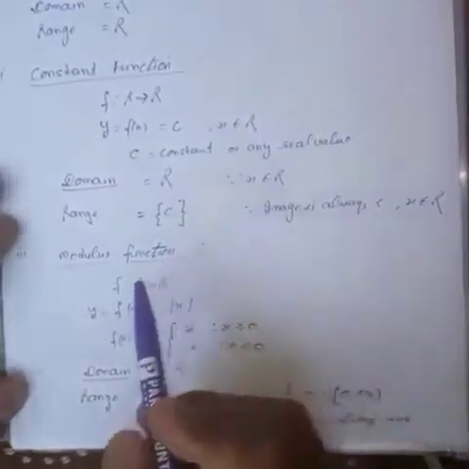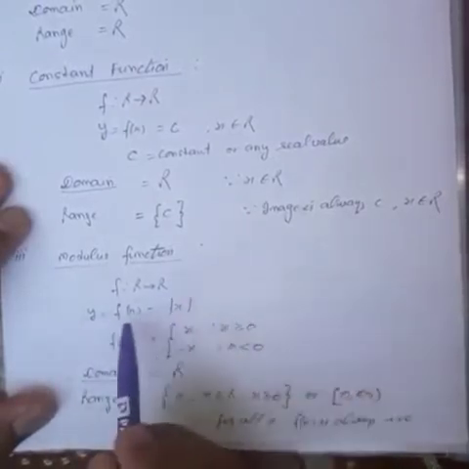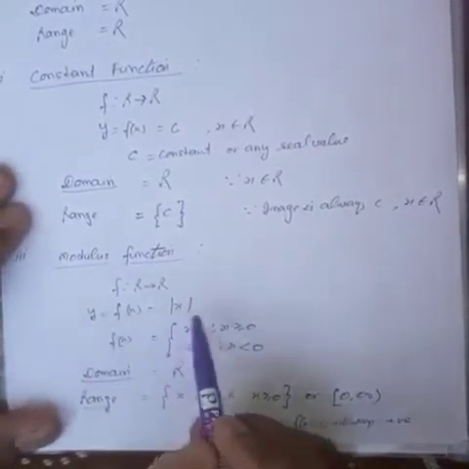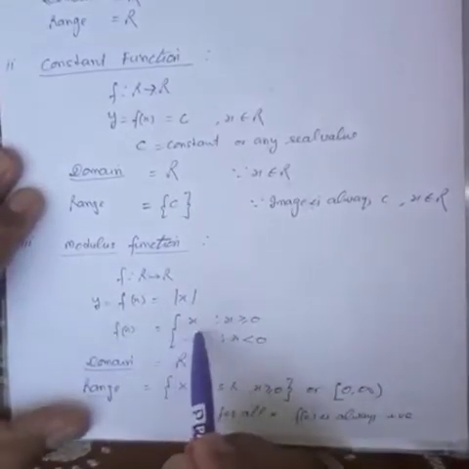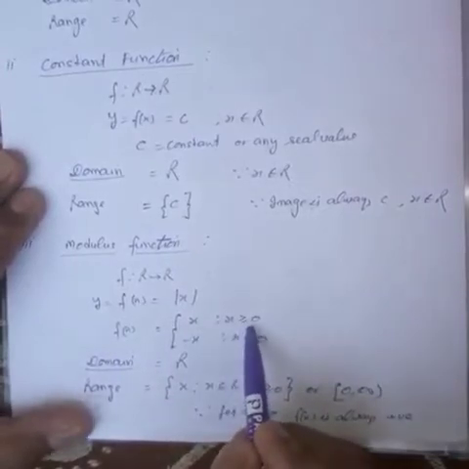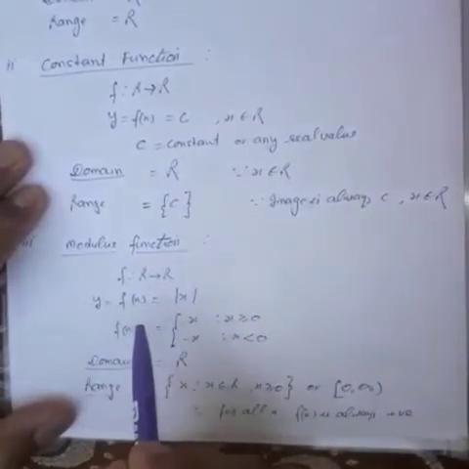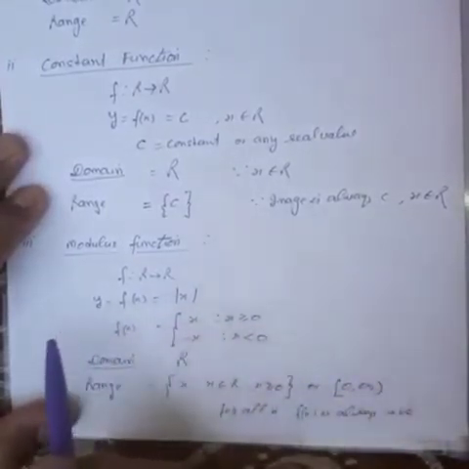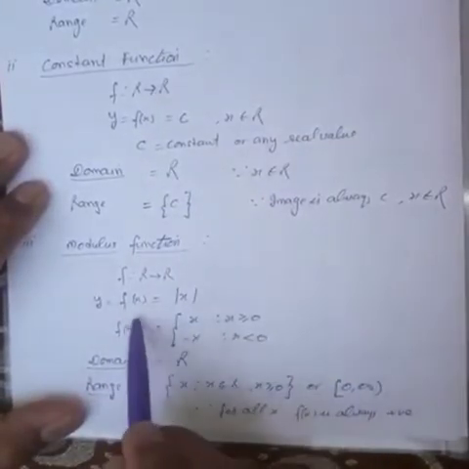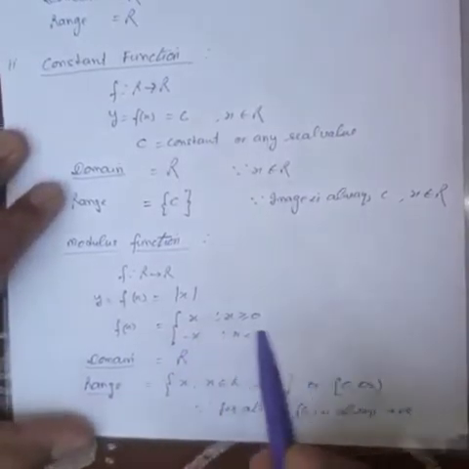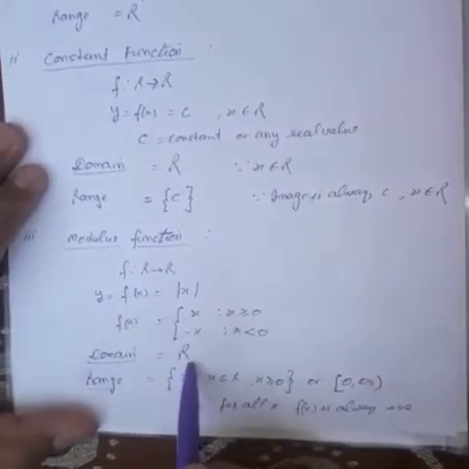Now move on to the next type, which is the modulus function. A function f from R to R is said to be modulus if f(x) is equal to mod of x, and we know this modulus function can also be defined like this: f(x) is equal to plus x when x is greater than or equal to 0, and minus x when x is less than 0. Now, if you want to discuss the domain, the domain is the set of values of x for which f(x) is defined. So f(x) is always defined. It is never infinite, never non-real. Therefore the domain is the set of real numbers.